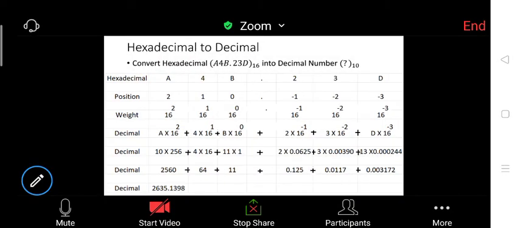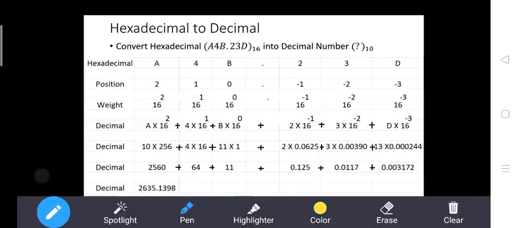Next part is hexadecimal to decimal conversion. For this problem, I take one floating number, A4B.23DH. I want to convert this hexadecimal number into a decimal number. So I write this number over here, A4B.23DH. Then I write the respective positions.